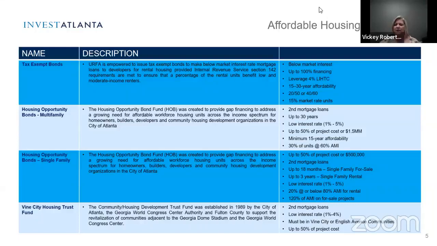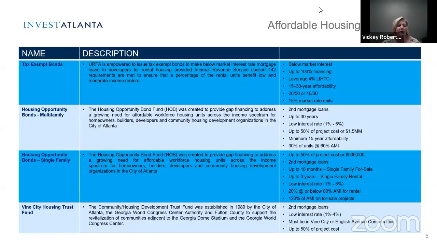We know that there's been a lot of construction cost increases and interest rate increases. So we needed to come up with another program that could help developers who share our mission of providing safe and quality affordable housing in the city of Atlanta. So this was very creative, to provide some gap financing with very low interest rates and still have an affordability period of at least 15 years.